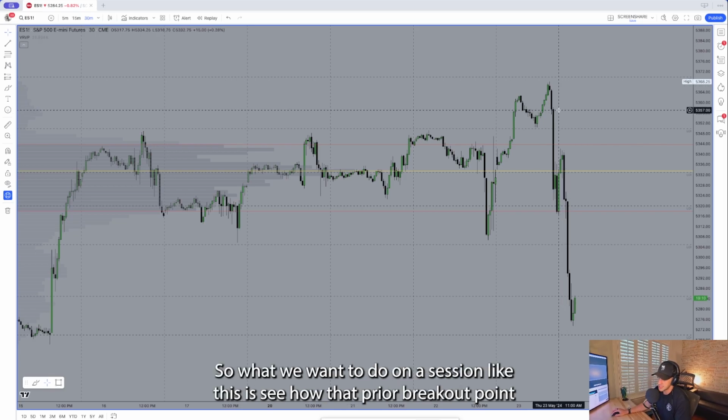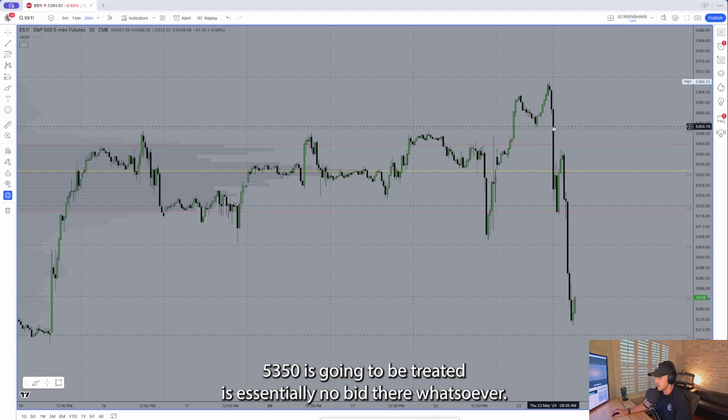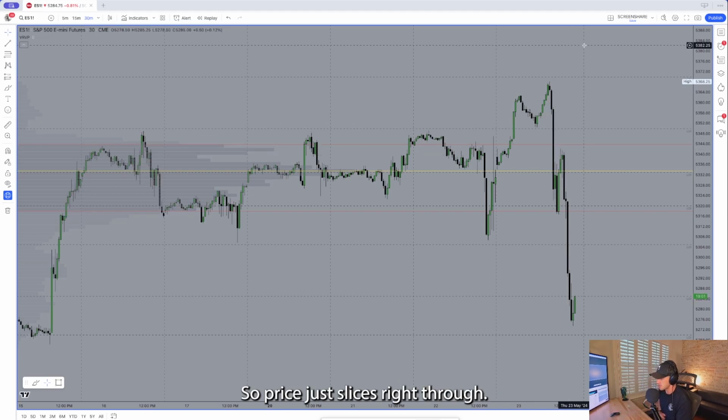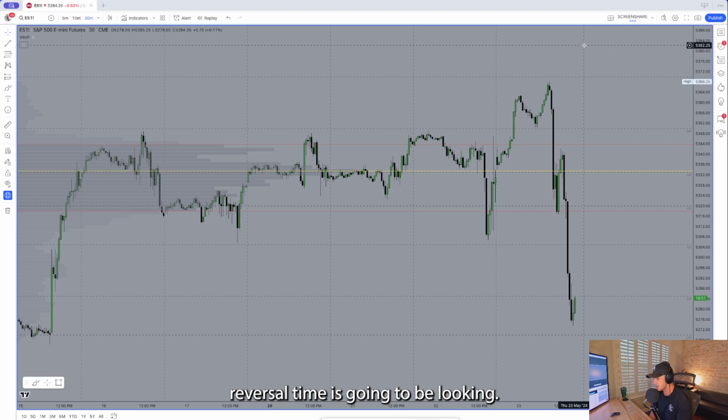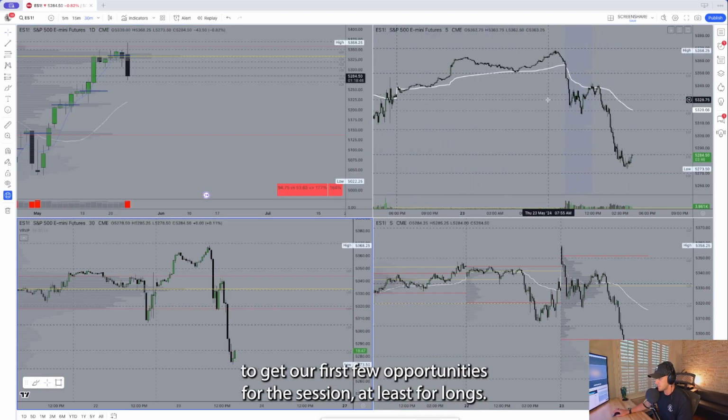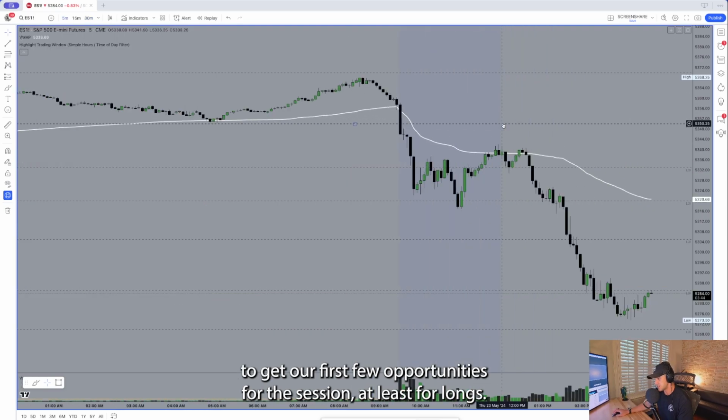So what we want to do on a session like this is see how that prior breakout point 53.50 is going to be treated. There's essentially no bid there whatsoever, so price just slices right through. Don't want to be touching the longs as always until 10 a.m. reversal time. At the very least, seeing how that 10 a.m. reversal time is going to be looking. That was where we really started to get our first few opportunities for the session, at least for longs.